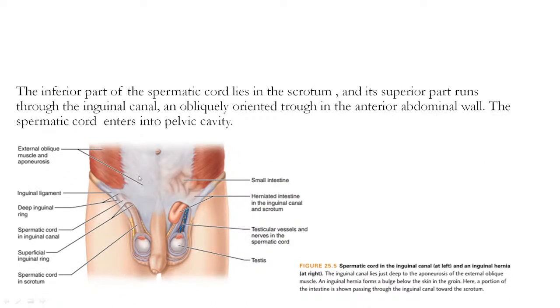The inferior part of the spermatic cord lies in the scrotum, and its superior part runs through the inguinal canal, obliquely oriented through the anterior abdominal wall. The spermatic cord enters into the pelvic cavity. You see the inguinal canal. This is the superficial inguinal ring. This is the deep inguinal ring.